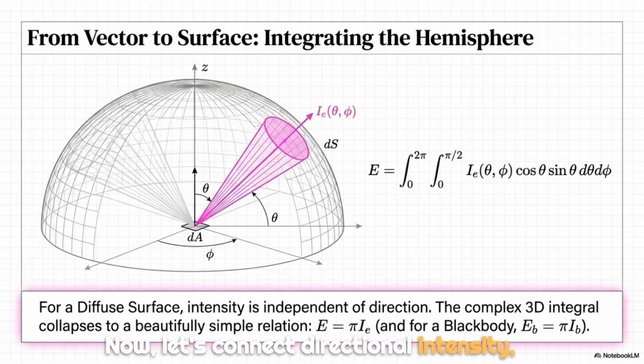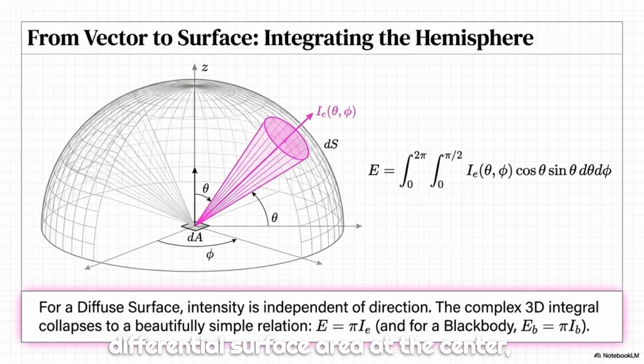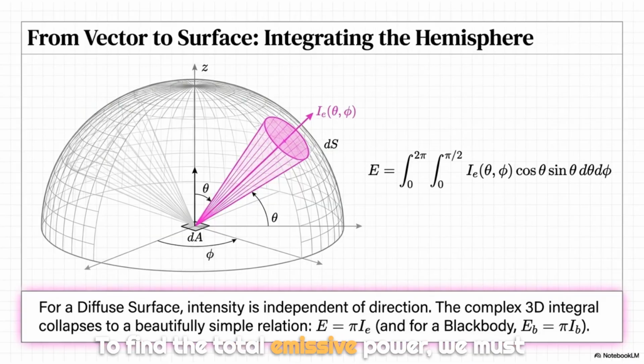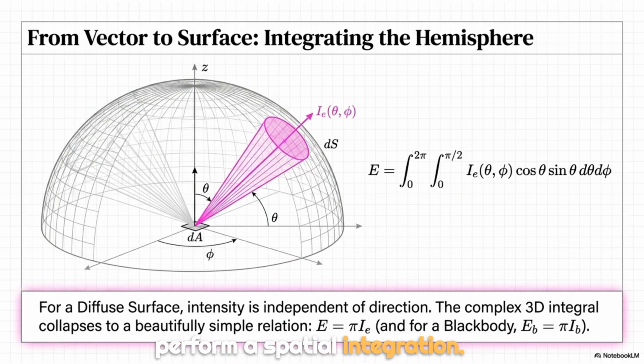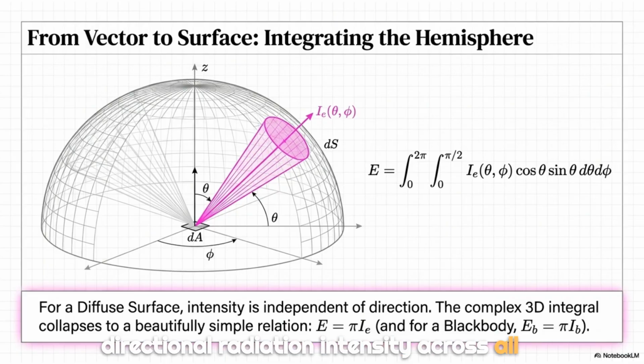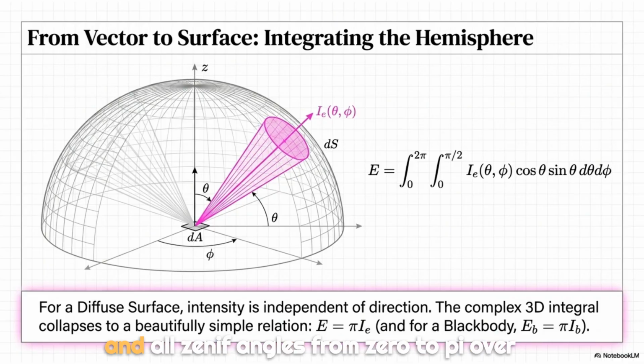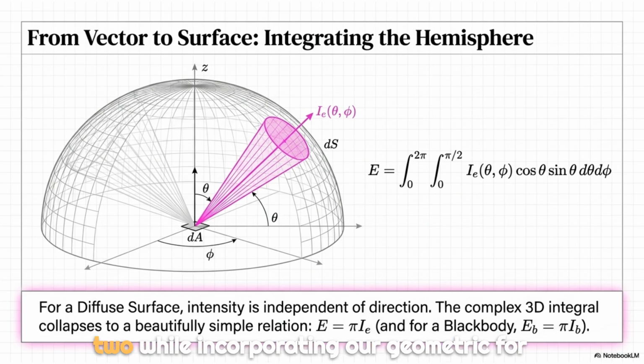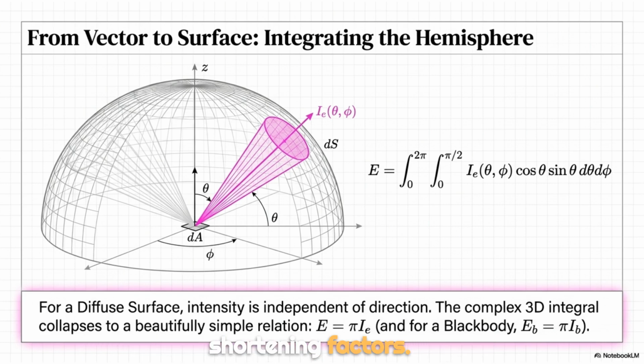Now let's connect directional intensity back to the total energy flux leaving a flat surface. The diagram on the left shows our differential surface area at the center, surrounded by a wireframe hemisphere capturing every single directional intensity vector shooting outward into space. To find the total emissive power, we must perform a spatial integration. The equation located in the middle right of the slide defines this hemispherical surface integration. It is a double integral that sums up the directional radiation intensity across all azimuthal angles from 0 to 2 pi, and all zenith angles from 0 to pi over 2, while incorporating our geometric foreshortening factors.